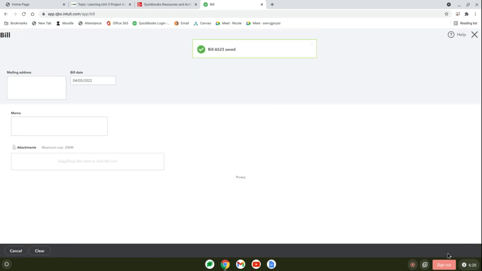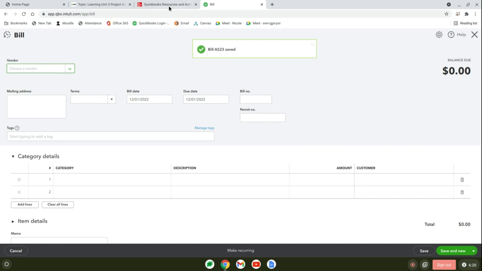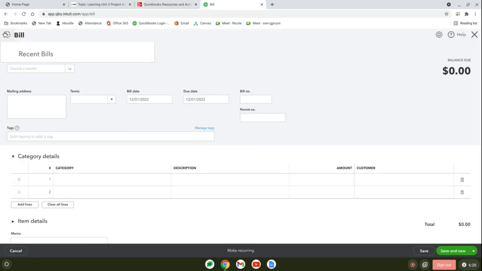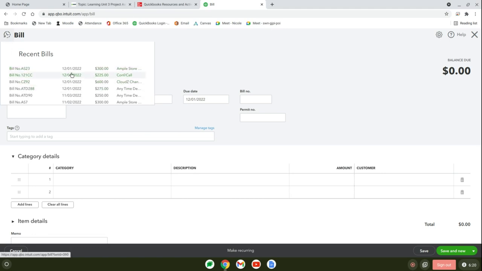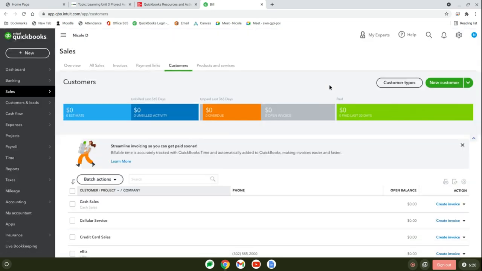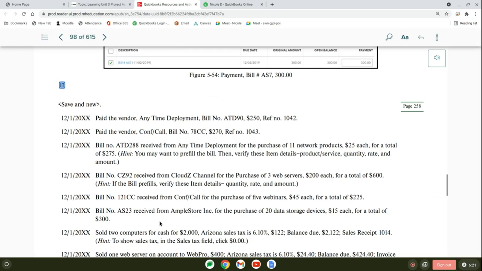All right, so let's see where we're at in the book. We did 1, 2, 3, 4 bills, right? ATD 288, CZ 92, 121 CC, and AS 23 for the date of 12/1. So let's just go back here and just verify you have 4 bills. And if you do, exit out, because the next one is sold 2 computers for cash. So when we sell for cash, what do? That will be sales receipt, right?